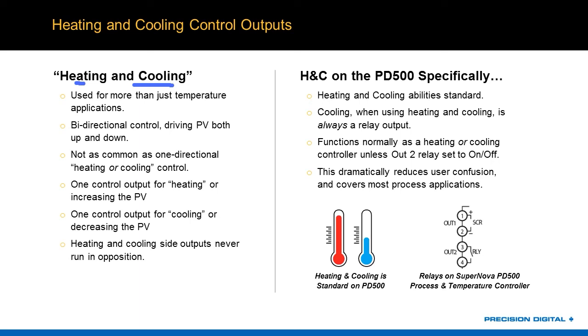A standard thing like, say, a pizza oven only has control in one direction, right? I just turn on the heating element, and if I need to cool, I just let natural cooling occur. You don't drive a separate cooling side device, but sometimes you do, and that's what heating and cooling is all about.